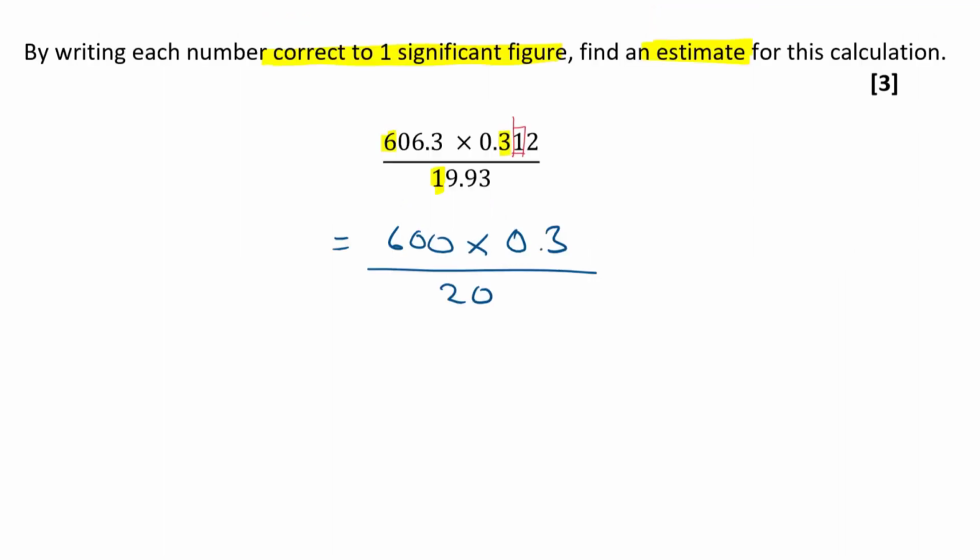Okay. So let's do the maths then. What's 600 times 0.3? That's the same thing as 60 times 3, isn't it? So that is 60, 120, 180, 180 over 20. Just cancelling those zeros out. 18 divided by 2. That's going to give me an answer of 9. Okay, so that's my estimate.